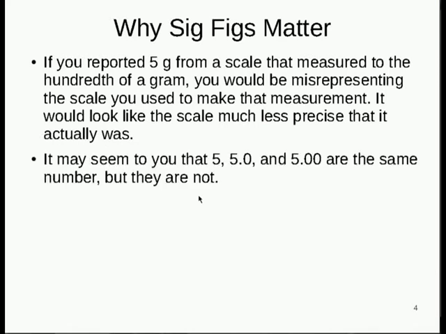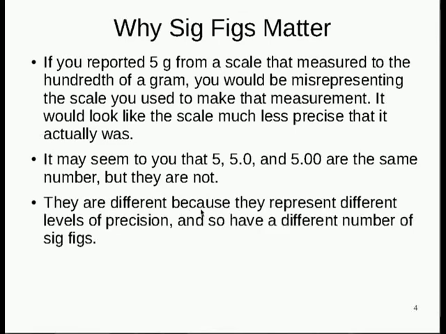So it may seem to you that 5, 5.0, and 5.00 are the same number, but actually they're not. They have the same value, 5, but they're different in their significant figures because they're different in the precision of the instrument that was used to give you that number. They represent different levels of precision and so have a different number of sig figs.